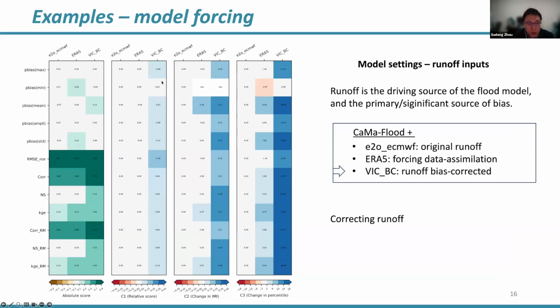In the paper, we showcase the model forcing difference: the baseline is the one from ECMWF, and the two compared models are driven by ERA5 and the weak bias corrected forcing. So we can see compared to the benchmark, the weak bias corrected model is much better than the other two because we see more blue colors here.